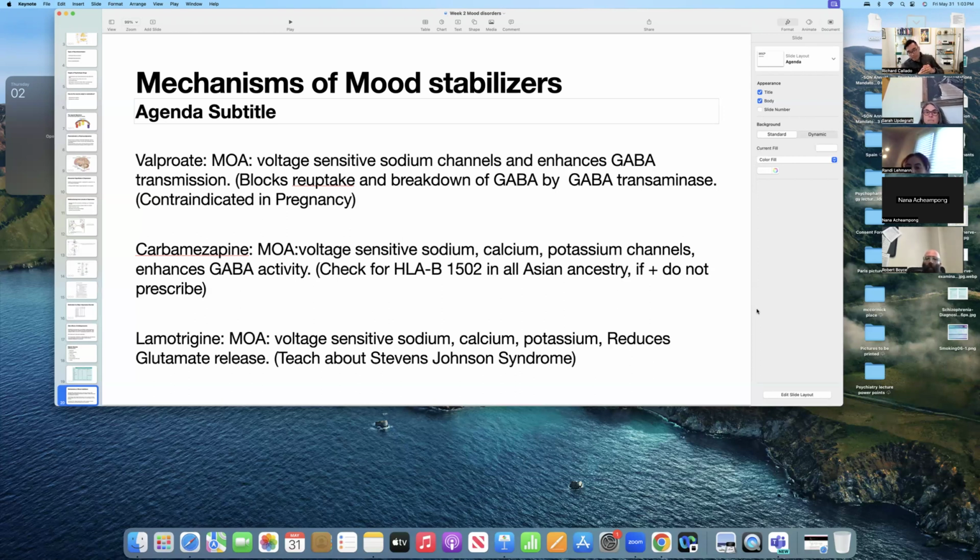So for the HLA-B 1502, would you always check that before, if anyone has any Asian ancestry? Yes, I would. Especially if someone's mixed, you never know. I would just check it. Just throw it in there, especially if you start carbamazepine. I've only done it once because I've only started one patient with carbamazepine.